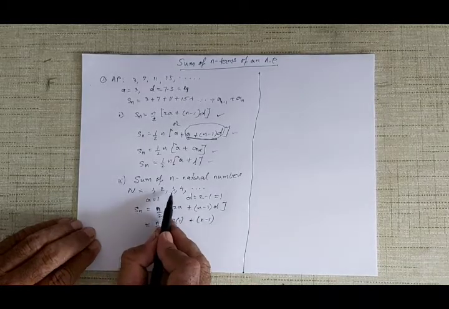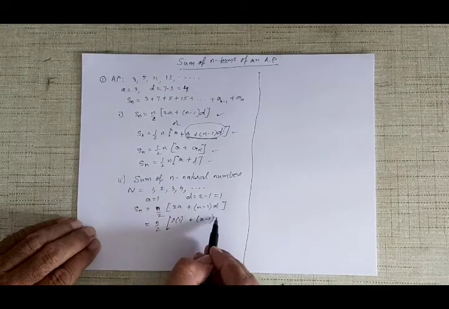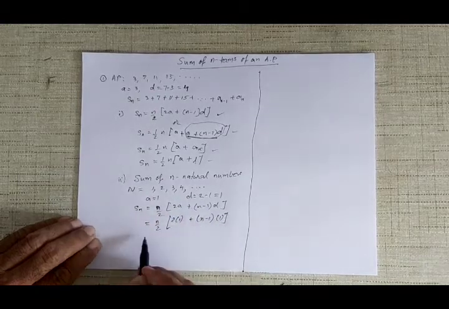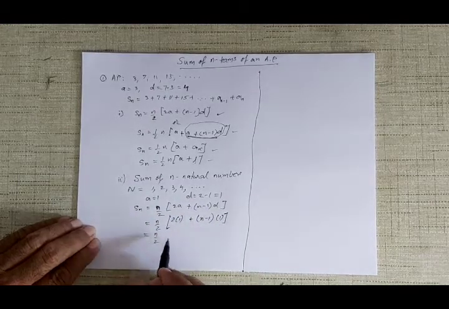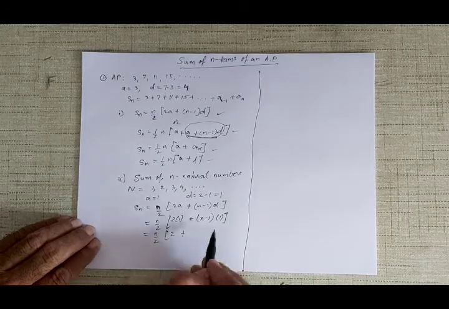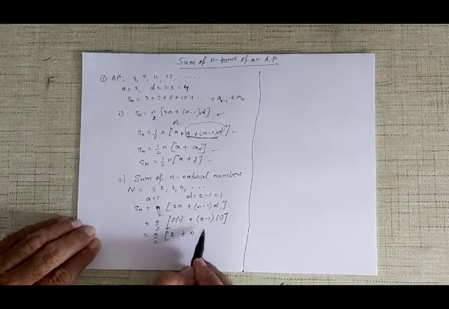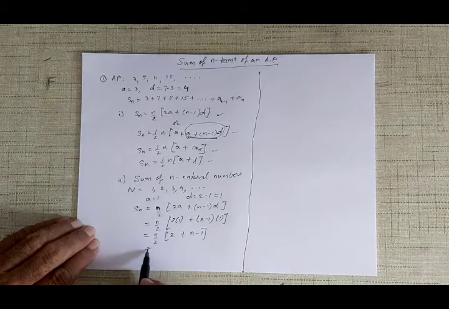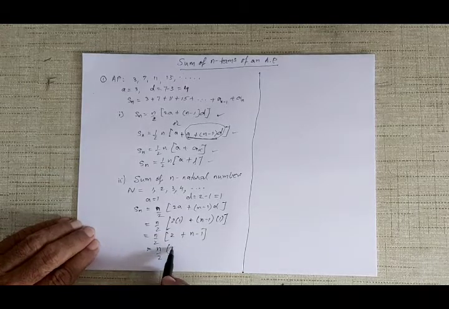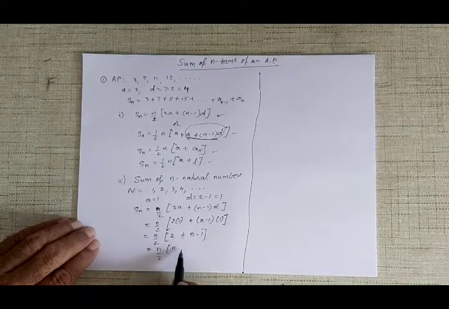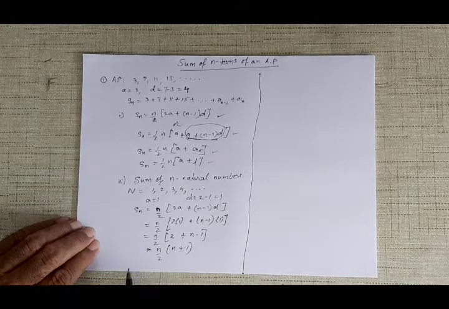And d is equal to what? D is equal to 1. So d is also equal to 1. So I get n upon 2, 2 ones are 2. Open the bracket, n minus 1. 2 minus 1 is 1. So I get n, 2 minus 1 is 1, n plus 1. Okay. So sum of n natural numbers.